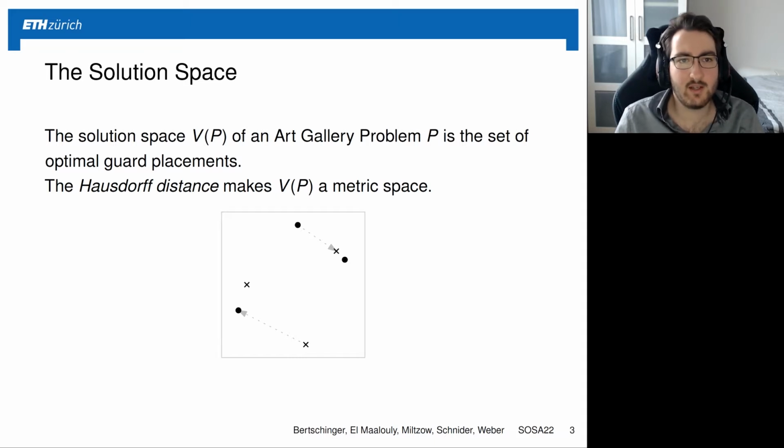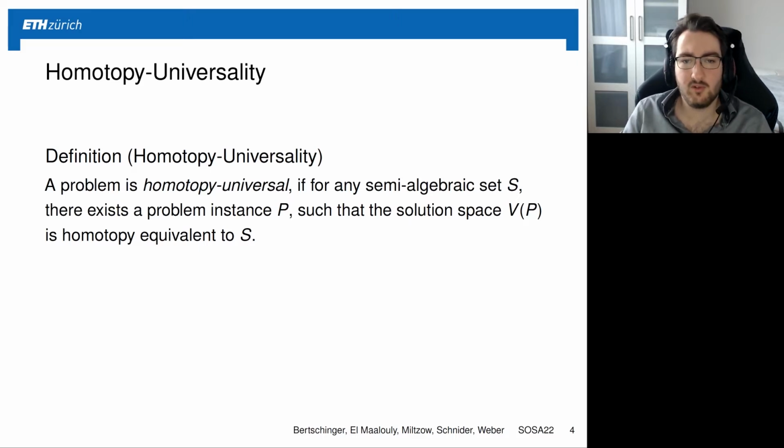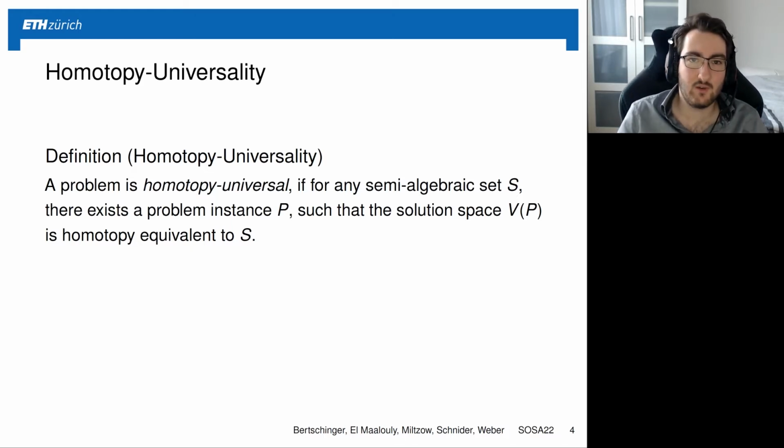And with this, we can now analyze our solution space. And what we would find interesting is if our solution space was homotopy-universal. So we call a problem homotopy-universal if for any semi-algebraic set, we can find a problem instance such that the solution space of this problem is then homotopy equivalent to this semi-algebraic set. And for those who don't know, a semi-algebraic set is just a union of intersections of polynomial equalities and inequalities. So this is a very strong notion, and a semi-algebraic set can really take on any kind of shape that you can think of.